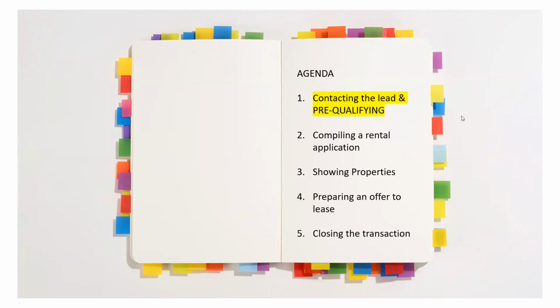So it's really important to pre-qualify them so that you are spending time with people who actually stand a chance at getting a property. We'll talk about the rental application. We'll talk about showing properties. We're definitely going to talk about how to prepare an offer. And then, as I said, at the end, we'll talk about closing that transaction. So let's talk about contacting the lead.